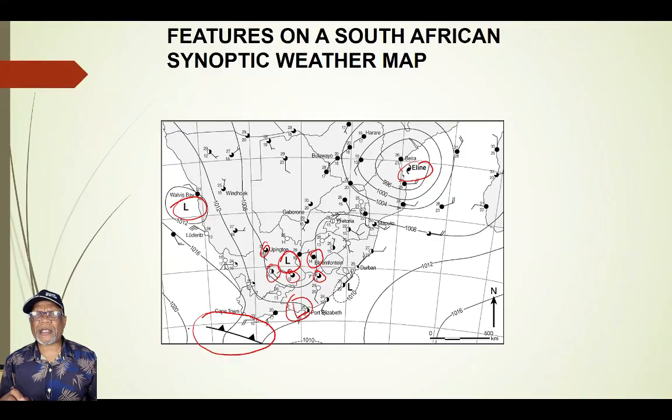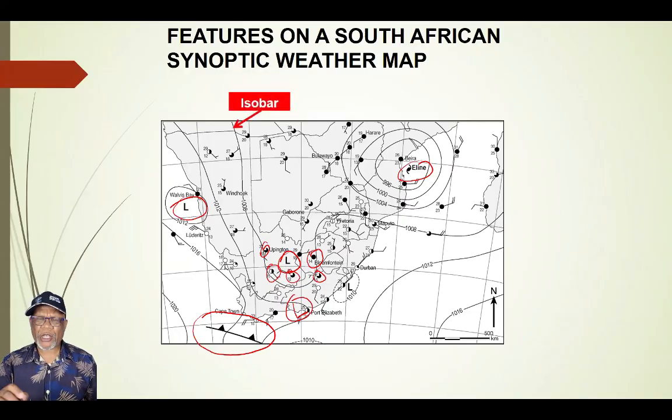synoptic weather maps that examiners are using in recent times. They no longer use this standard synoptic weather map. Usually they will show a coastline of South Africa with certain features, but this is the exact synoptic weather map as we know. But recently, for examination purposes, examiners have started using diagrams that show the coastline and only show the features of interest for the particular examination. So let's look further into the synoptic weather map.